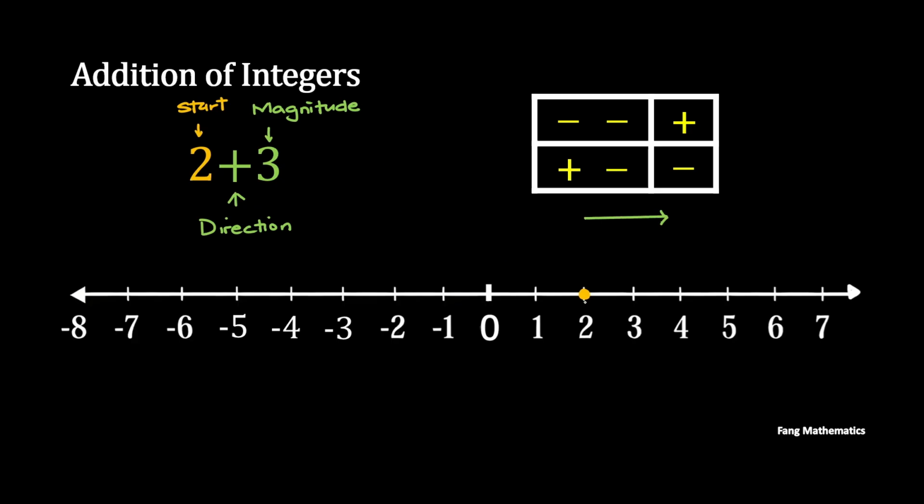Let's start. We are to start from our starting position 2 and move 3 units to the right. So 1 unit, 2 units, and 3 units. Ultimately, you should land on 5. So your answer here is 5.